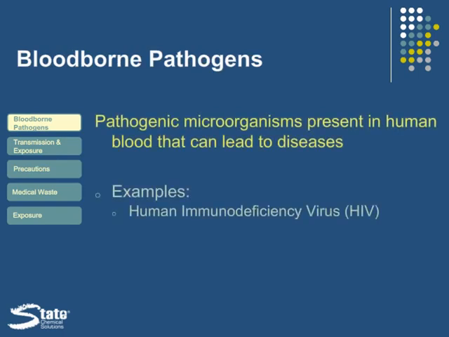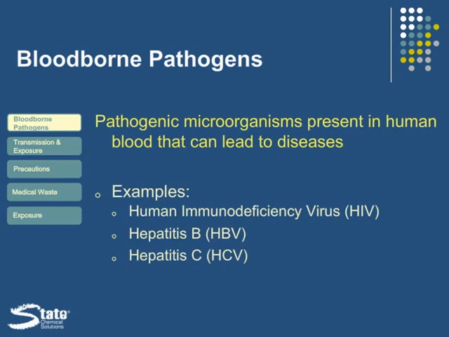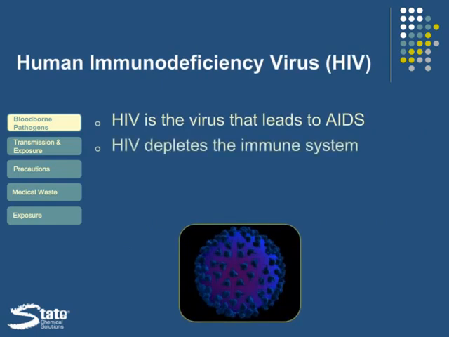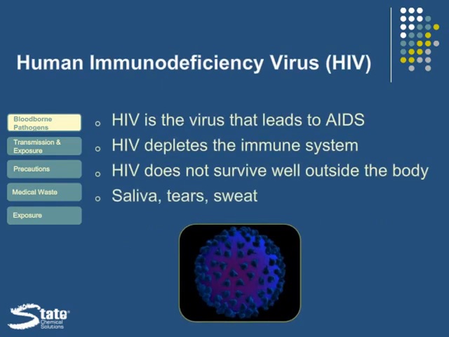First, the basics. Pathogens are disease-producing bacteria or microorganisms. Specifically, OSHA defines bloodborne pathogens as pathogenic microorganisms present in human blood that can lead to diseases. There are many disease-causing pathogenic microorganisms that are covered by this standard. However, the ones we will cover and those of primary concern are the human immunodeficiency virus, hepatitis B, and hepatitis C. The first pathogen we will discuss is the human immunodeficiency virus, or HIV.